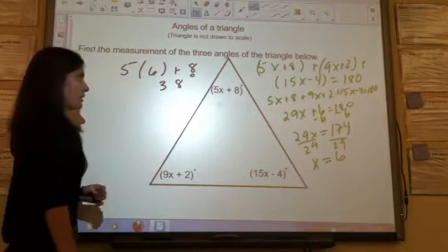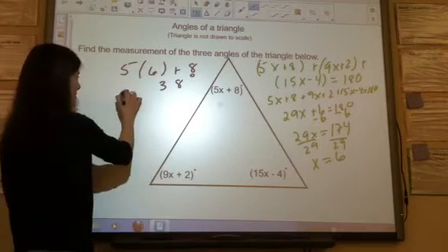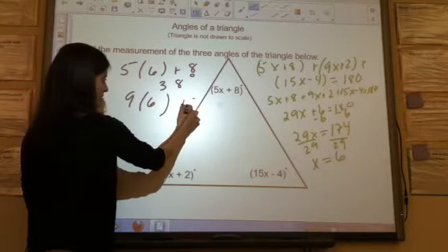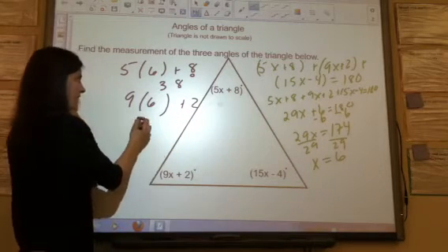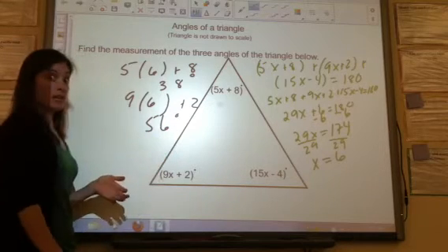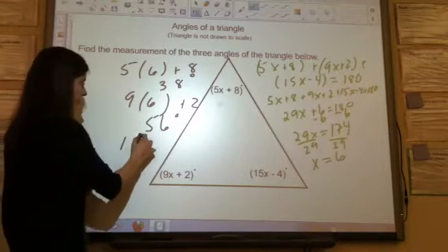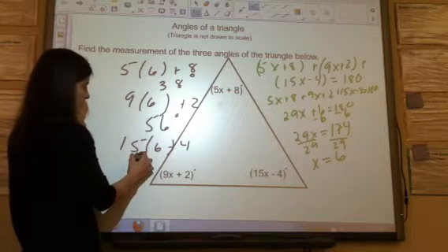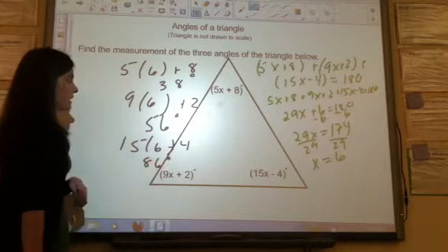and remember I said that they're not drawn to scale. So if it doesn't look like a 38 degree angle, it's very possible that it's not a 38 degree angle, and if this one doesn't look like a 56 degree angle, it's very possible that it's not. And again, this is 90 minus 4, which is 86 degrees.